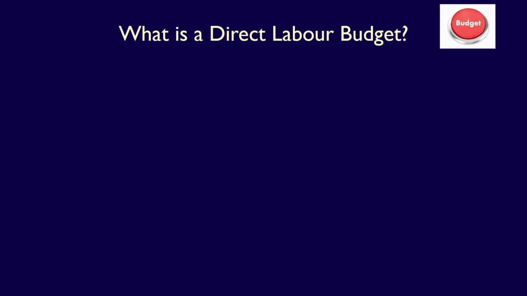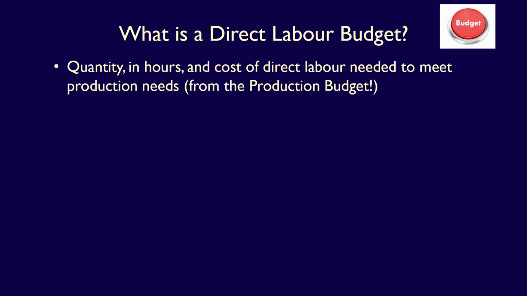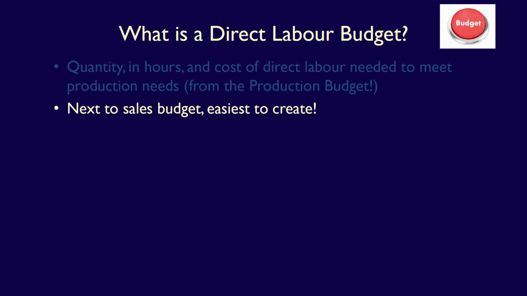What is a direct labor budget? This budget determines both the quantity in hours and the cost of all the direct labor hours used in the production process to meet production needs. The production needs which are determined in the production budget. Next to the sales budget, this budget is the easiest to produce. We're continuing with our example of Gratman Manufacturing to demonstrate the preparation of the direct labor budget.